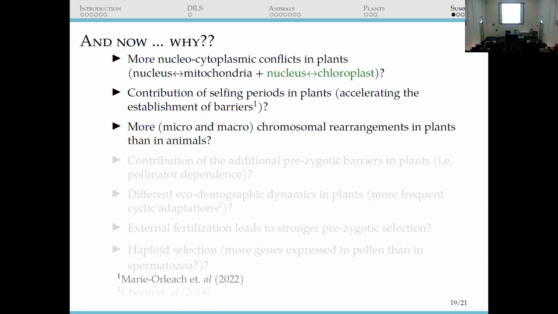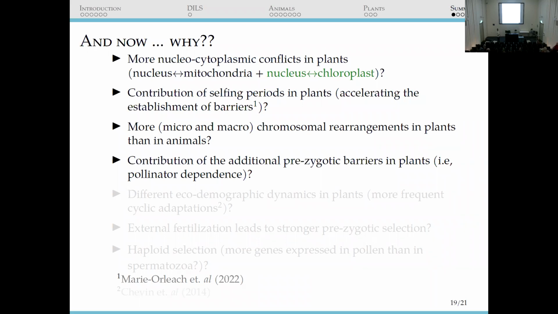Maybe also, for the same level of divergence in plants, we have more micro or macro chromosomal rearrangements. These rearrangements decrease the probability of introgression because they are barriers to recombination. So maybe these chromosomal rearrangements accumulate faster in plants than in animals for the same level of divergence. It's something that we can only study recently because for that we need long-read sequencing, and long-read sequencing is not so popular for the moment in natural populations. So maybe we can see that in the future.